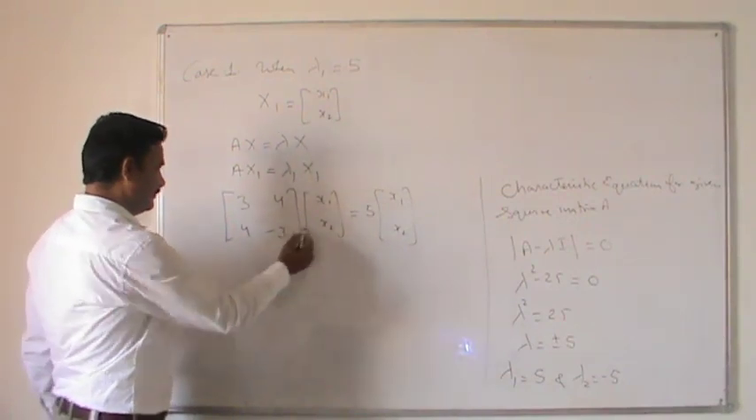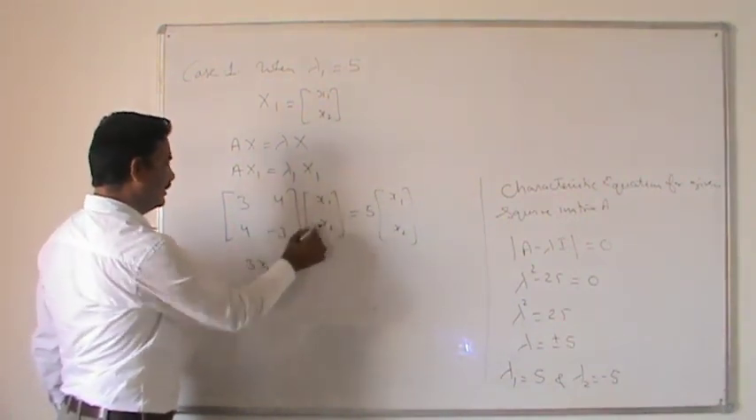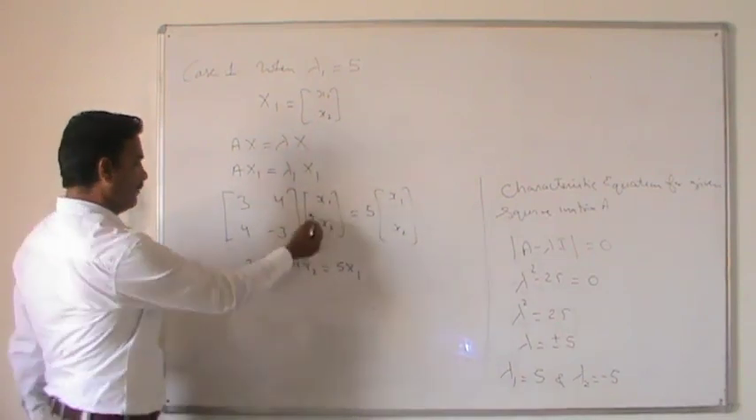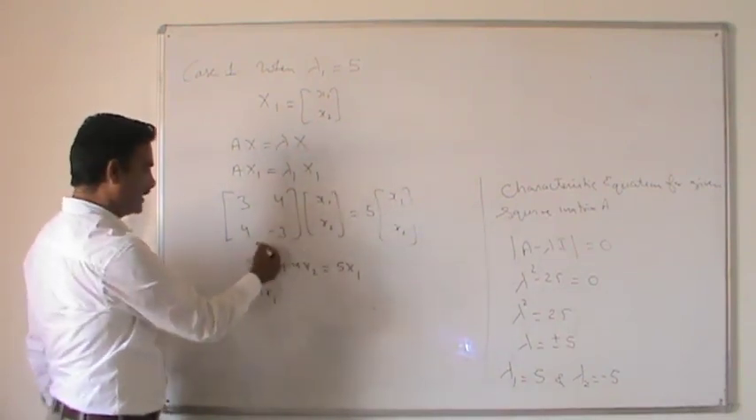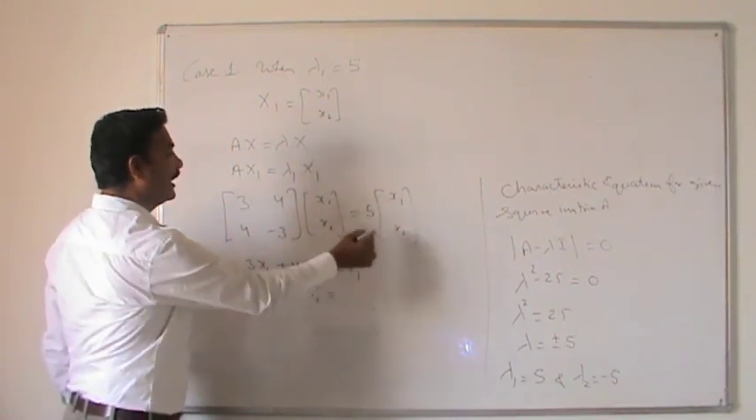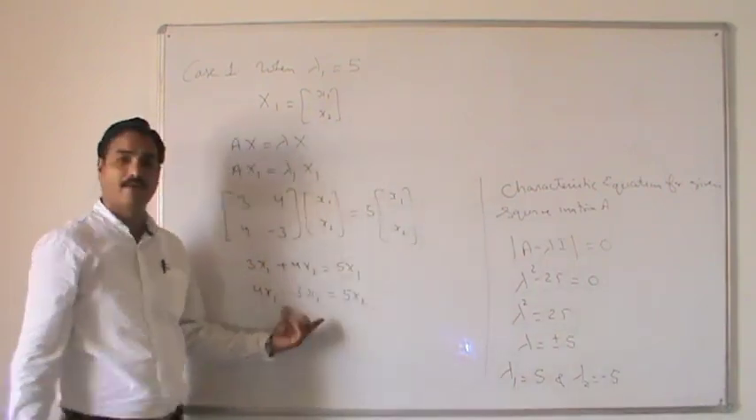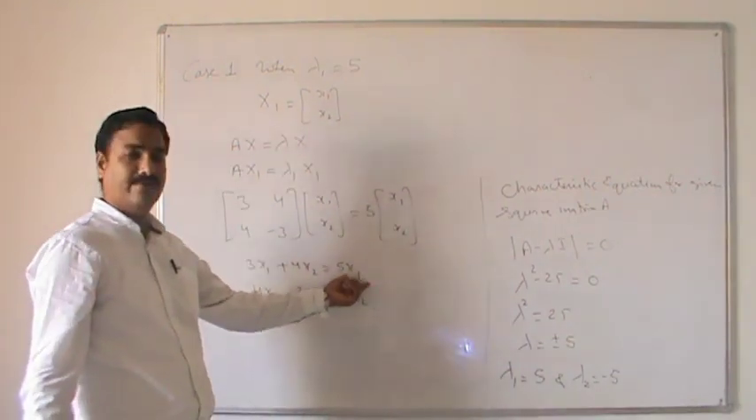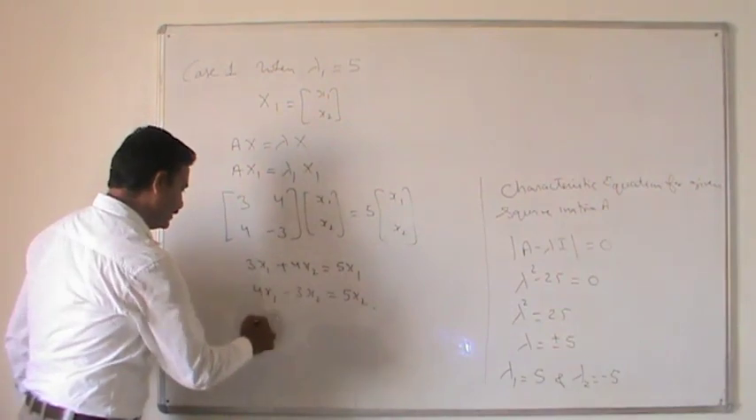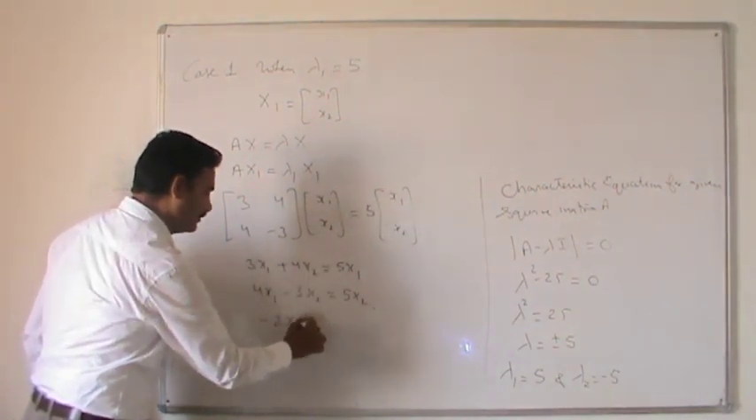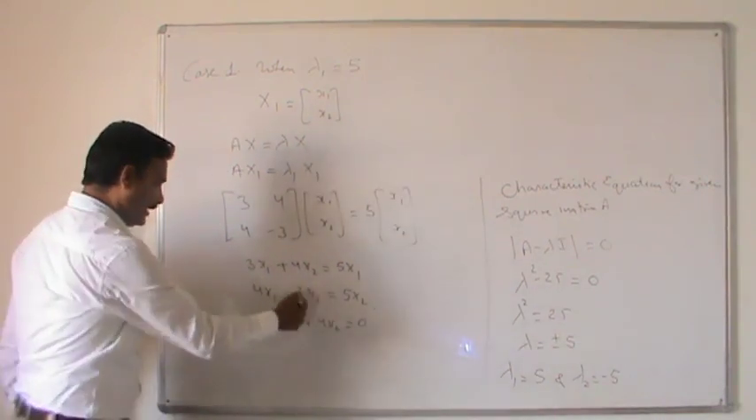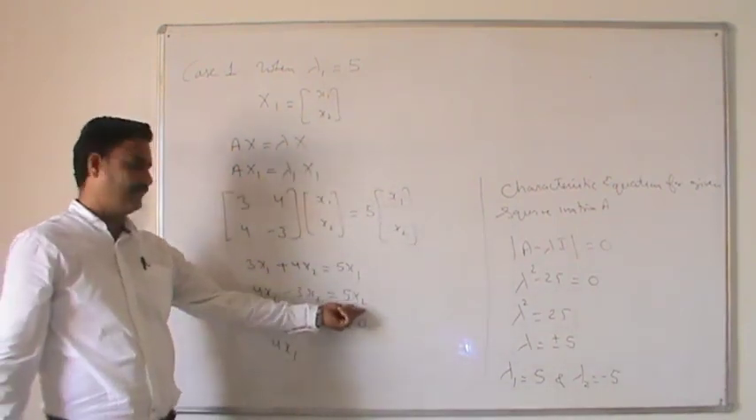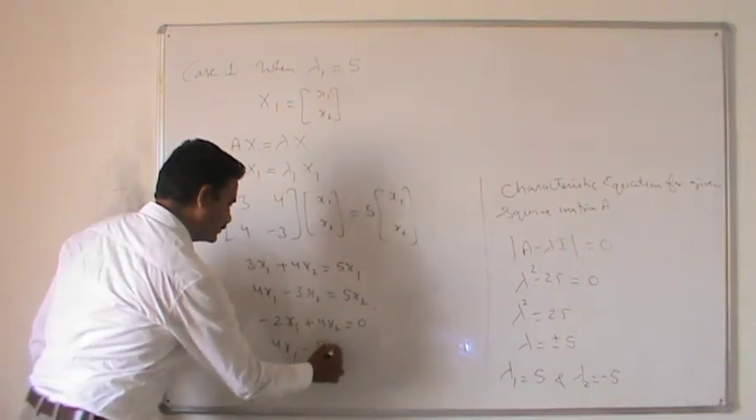Now we simplify the system by multiplying: 3 times x1 plus 4 times x2 is equal to 5 times x1. Now the second equation: 4x1 minus 3 times x2 is equal to 5 times x2. Now we simplify these two equations. On the left hand side we have 3x1 and on the right hand side we have 5 times x1. 3x1 minus 5x1 gives us minus 2x1 plus 4x2 is equal to 0. And from the second equation, 4x1 minus 3x2 minus 5x2 gives us minus 8x2 is equal to 0.